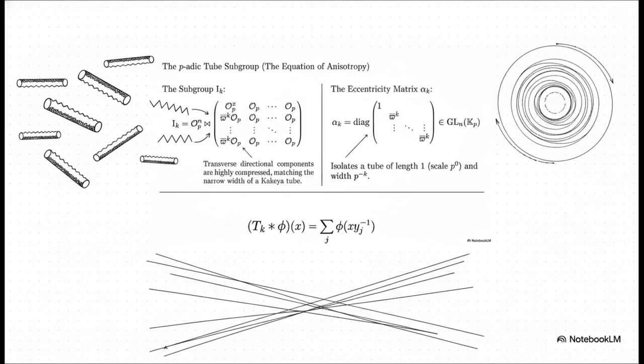Let's look a little closer at the algebra making this all possible. In the p-adic tube subgroup matrix, notice how those transverse directional components are multiplied by the uniformizer power. They are highly compressed, which exactly mirrors the extremely narrow width of our classical Kakeya tube. And to isolate this tube at a specific resolution, we use that diagonal eccentricity matrix. So when we run the Hecke convolution operator, we're literally summing over distinct p-adic line orientations. It is an absolutely perfect arithmetic match for spatial averaging.